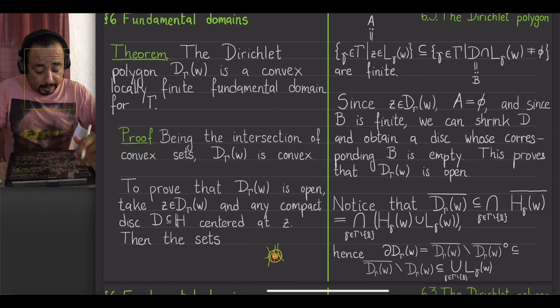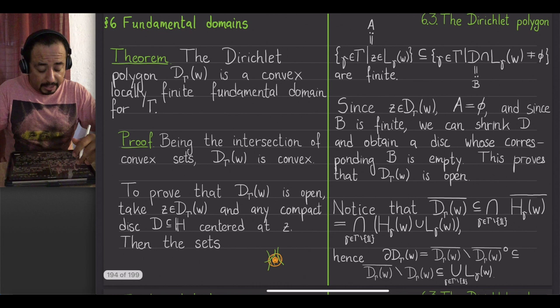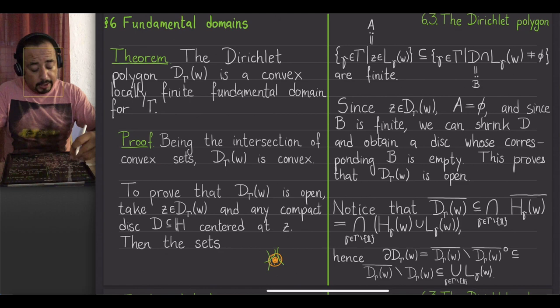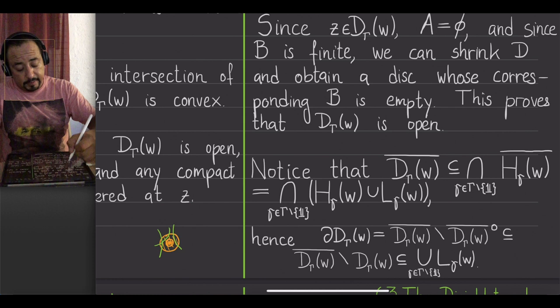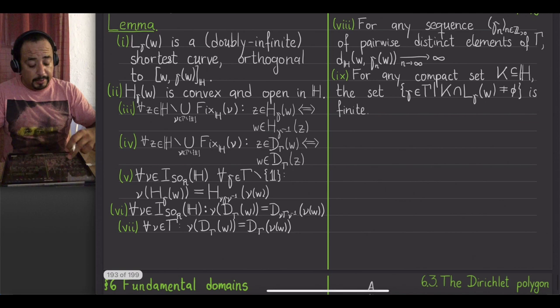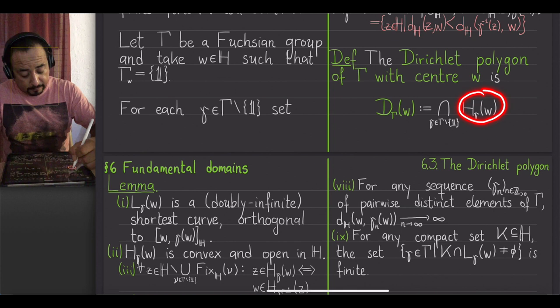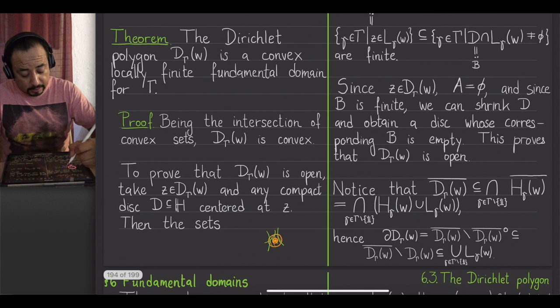Let's study a little bit the boundary of the Dirichlet polygon. So first of all, notice that we obviously have this inclusion, this containment, that the topological closure of the Dirichlet polygon in H, in the hyperbolic plane, is contained in the intersection of these topological closures. And this is simply because each of these sets, for any given gamma, is contained in its closure, right? So the intersection is contained in the intersection. So we certainly have this inclusion.